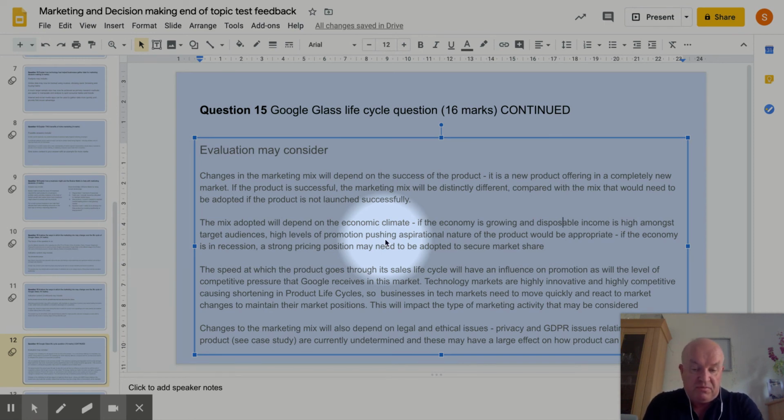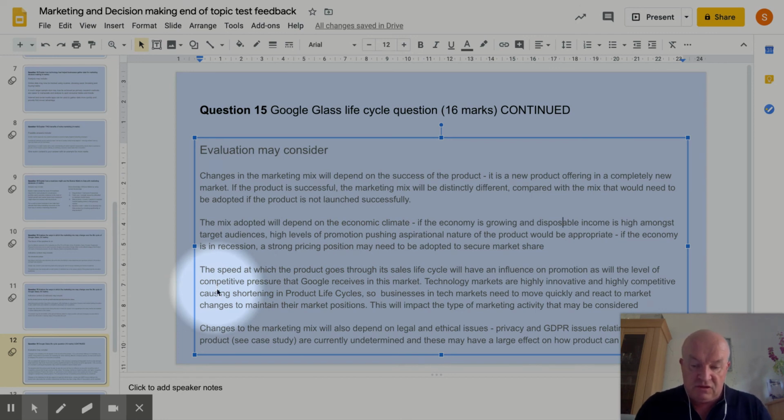However, the opposite of that, if we've got the economy that's in recession, we're maybe going to think more about a strong pricing position, and what I mean by that is we might look at a reduction in price, and maybe even stripping down the product to some degree in order to secure higher levels of market share, okay? So again, dependent on the external factor, in this case the economic climate, that will obviously have an impact on the different forms of marketing and the amount that we're willing to spend on that particular marketing activity, okay?